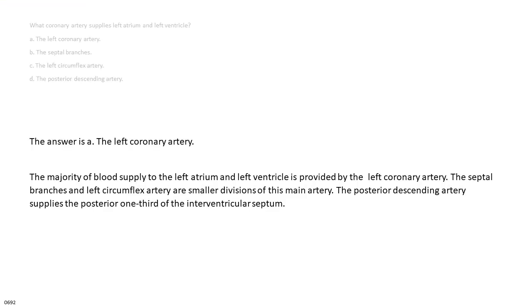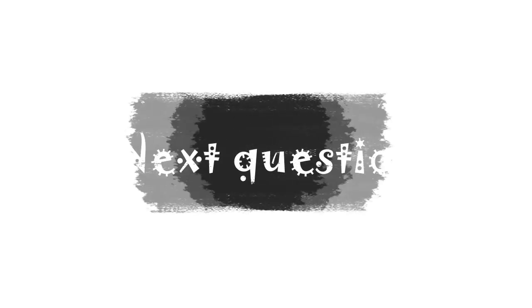The answer is A. The left coronary artery. The majority of blood supply to the left atrium and left ventricle is provided by the left coronary artery. The septal branches and left circumflex artery are smaller divisions of this main artery. The posterior descending artery supplies the posterior one-third of the interventricular septum.